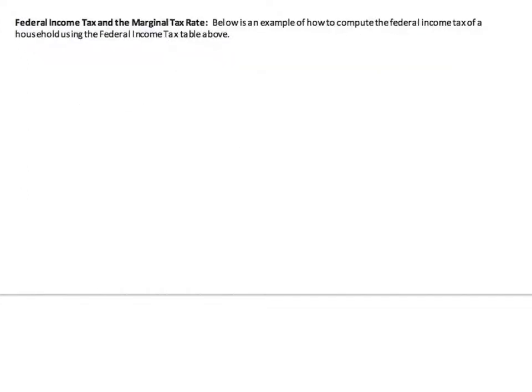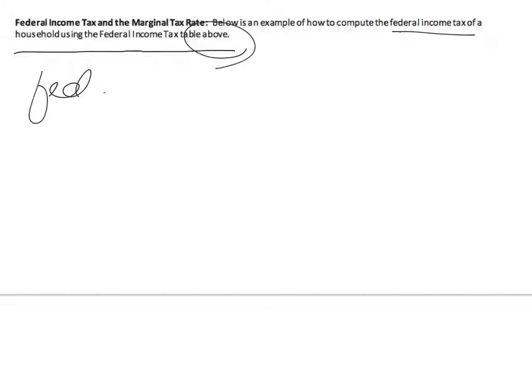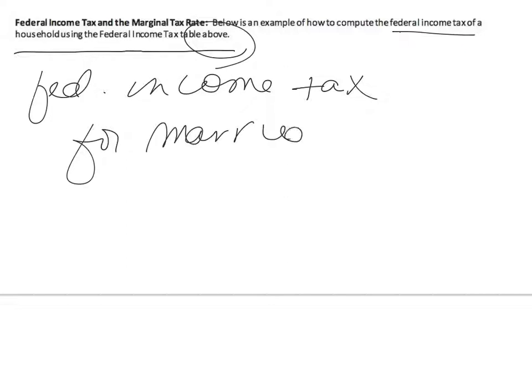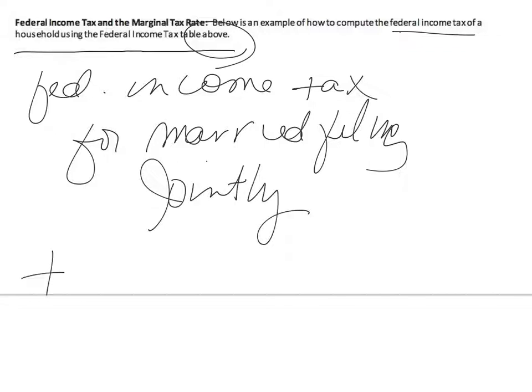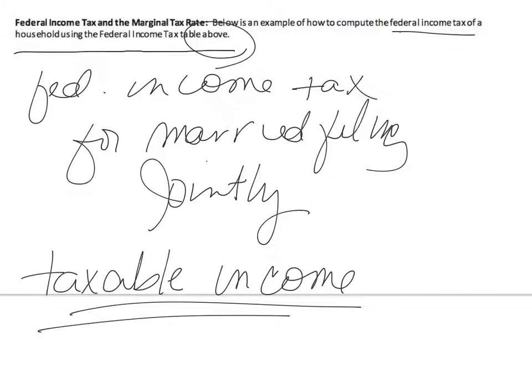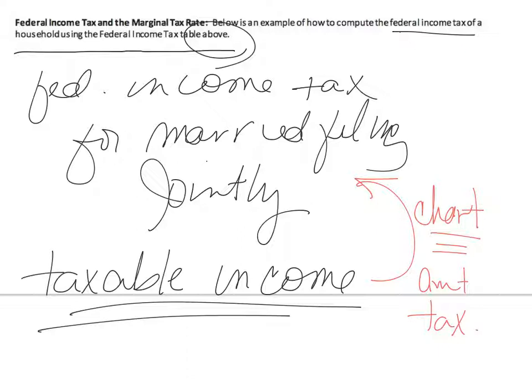Federal income tax and the marginal tax rate. Below is an example of how to compute the federal income tax of a household using the federal income tax table above. So above, on one of the first slides, there was a table that was labeled the federal income tax for married filing jointly. We just spent several exercises calculating taxable income. Once we know what the taxable income is, we can go to this chart and compute the actual amount of taxes that we pay off of the taxable income. So that's what we're going to do now.